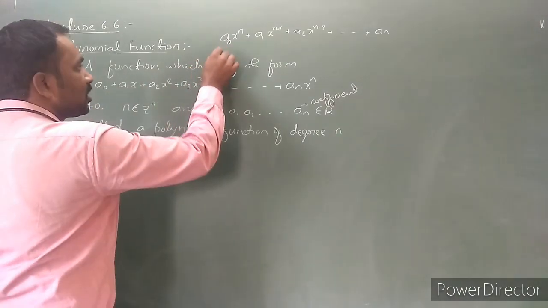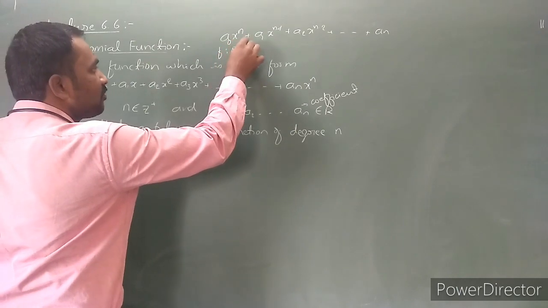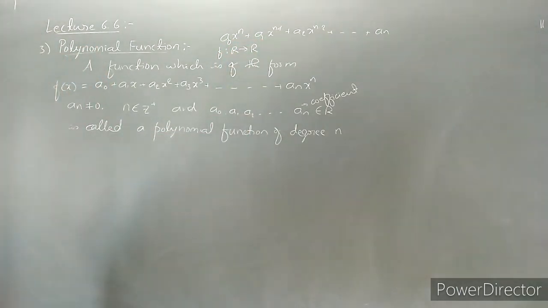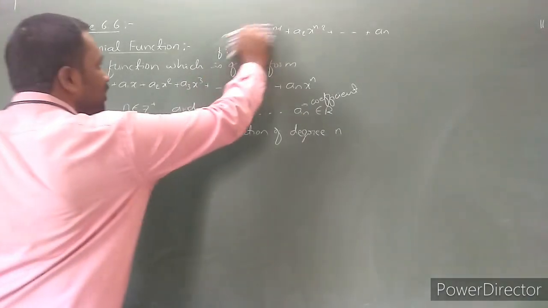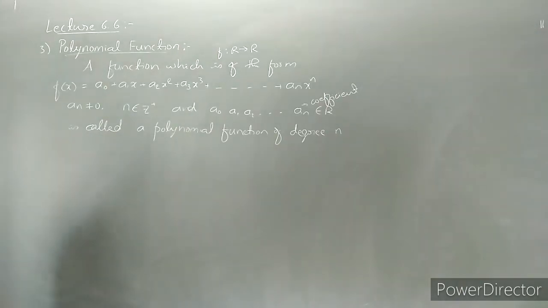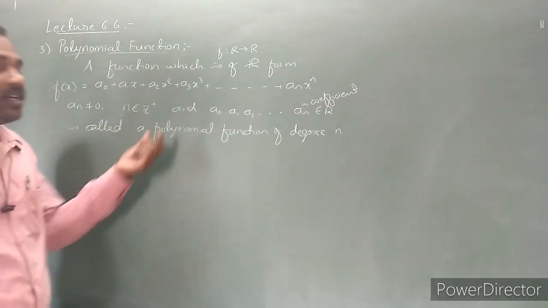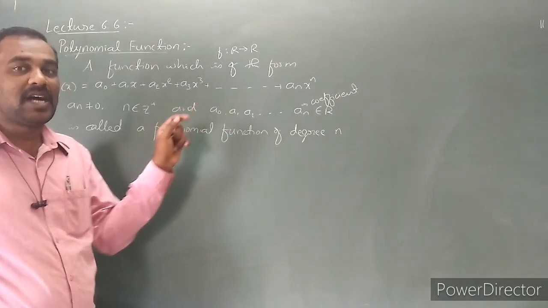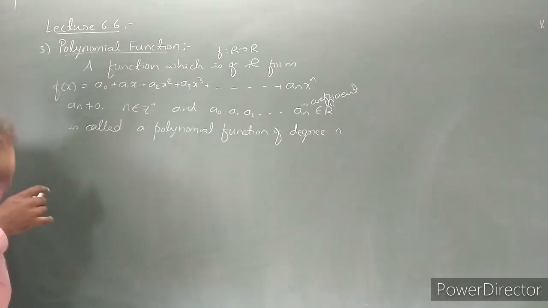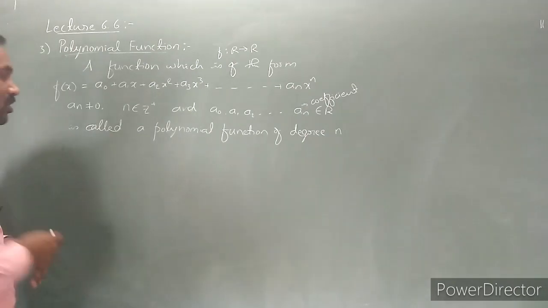What is the domain of the function? The domain of the function is the set of real numbers itself, and the codomain is also the set of real numbers. There is no change in the domain and the codomain. It is obviously a real function. What is a real function? Domain as well as codomain are the set of real numbers or a subset of the real numbers. So this is the definition of the polynomial function.